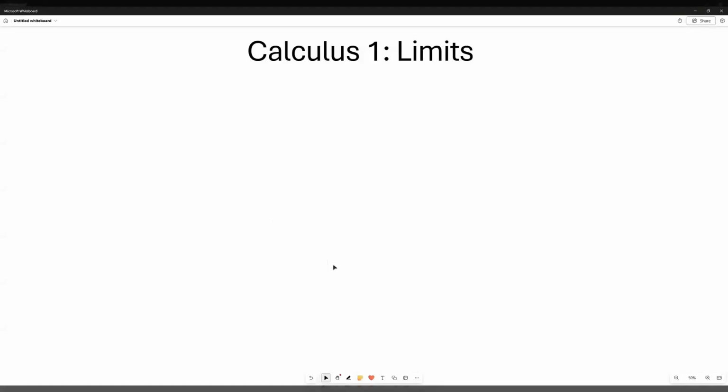Hi everyone, in this video tutorial I'm going to be going over the first fundamental part of calculus, which are limits. So what exactly is a limit? A limit is a certain point in a function that reaches in a domain with its range.